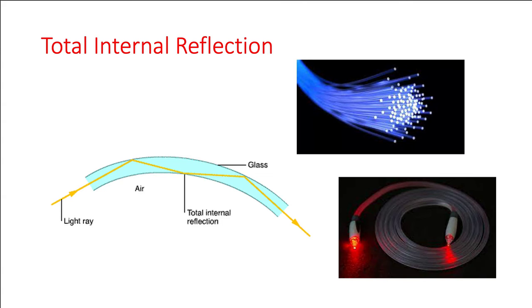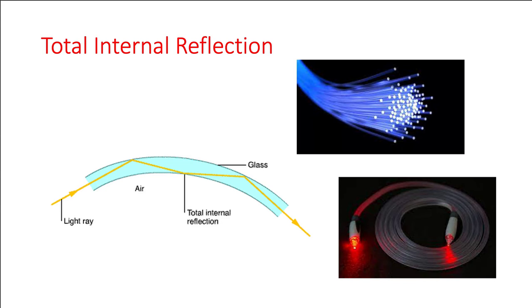Welcome to this very quick video on total internal reflection and the critical angle. We're going to start with total internal reflection. Now you may have seen these objects on the right hand side. These are fiber optic cables. They're quite amazing looking things. They're used in toys and in communications. And we're going to try and understand a little bit about how they work.